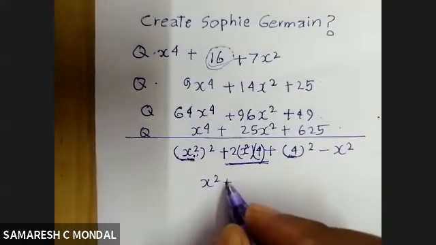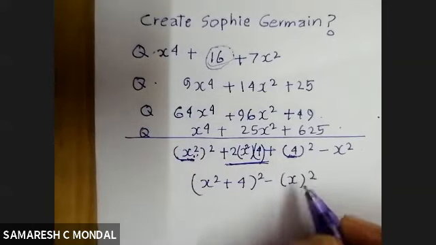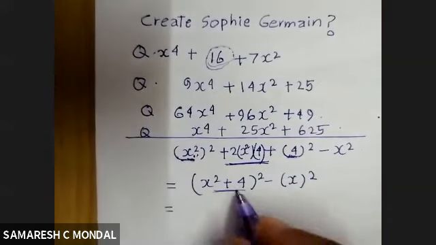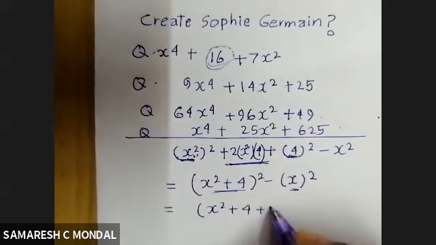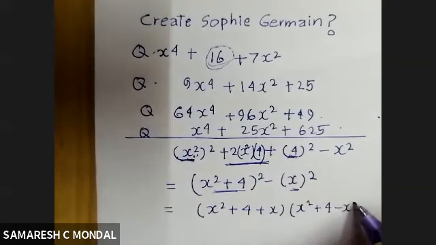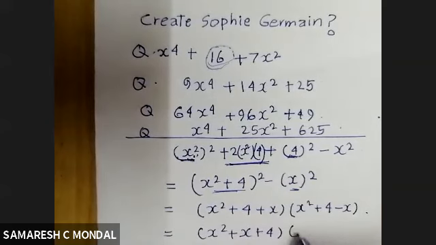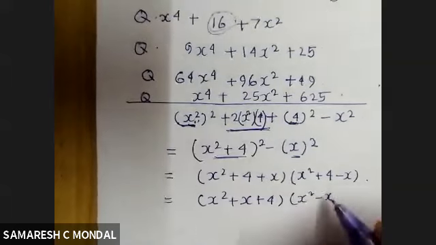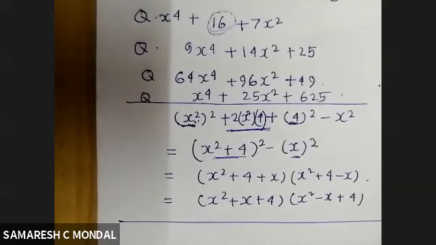So x square plus 4 the whole square minus x the whole square. So it is a square minus b square, which will be a plus b into a minus b. This is what Watson gave. So can I rewrite as x square plus x plus 4 into x square minus x plus 4. Okay. I hope everyone got it.